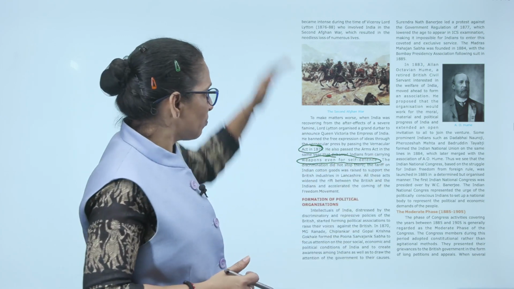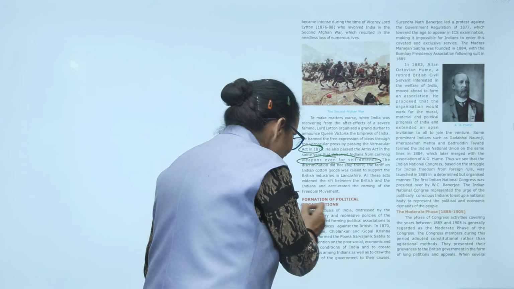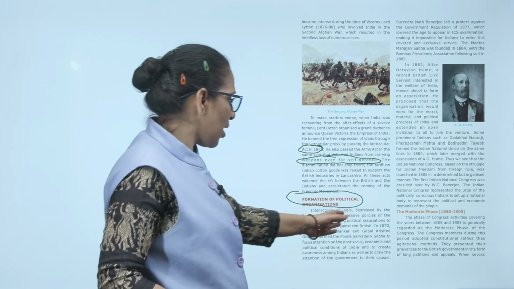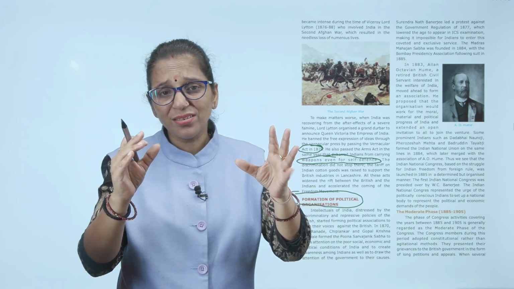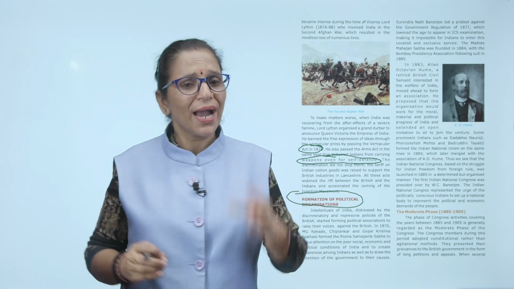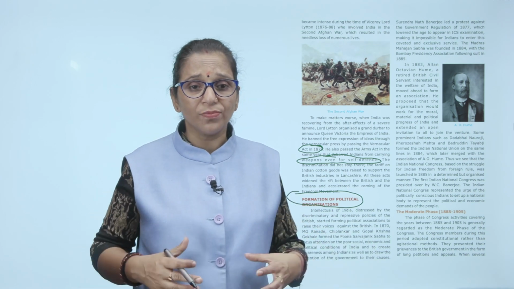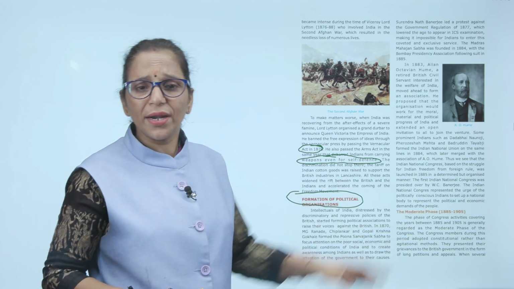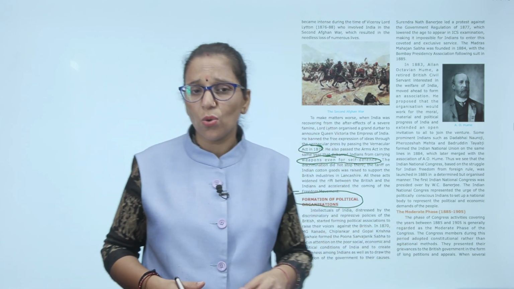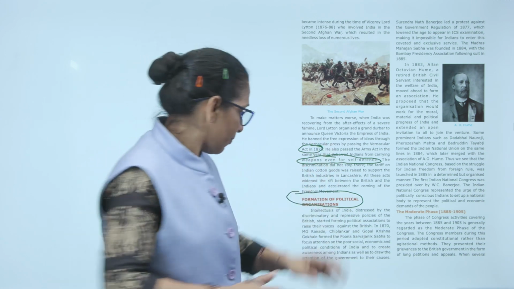Now what happened after these back-to-back acts against Indians? There was the formation of political organizations. Intellectuals of India, distressed by the discriminatory and repressive policies of the Britishers, where every day Indians were humiliated by the British, started forming political associations to raise their voice against the Britishers. So what happened in 1871? M.G. Ranade, Chiplunkar, and Gopal Krishna Gokhale formed the Pune Sarvajanik Sabha.